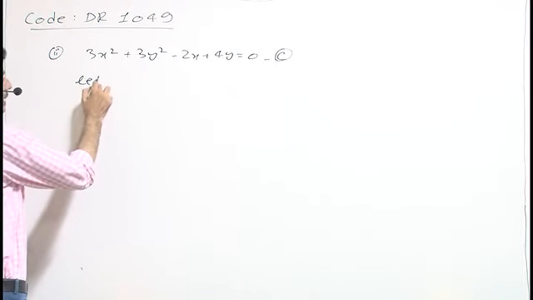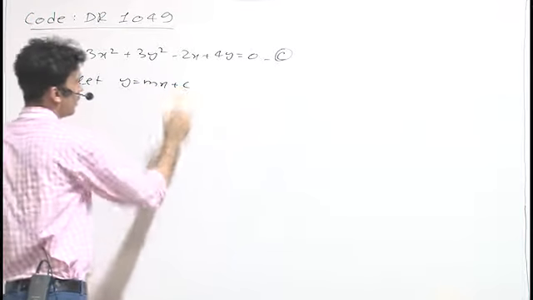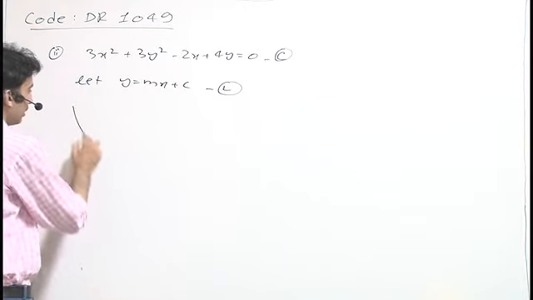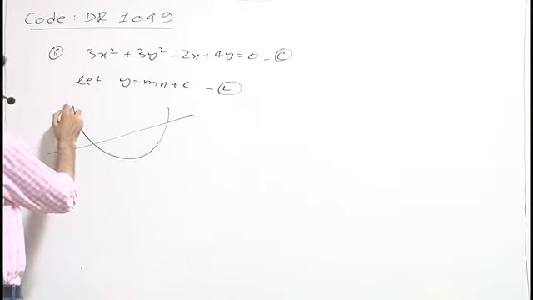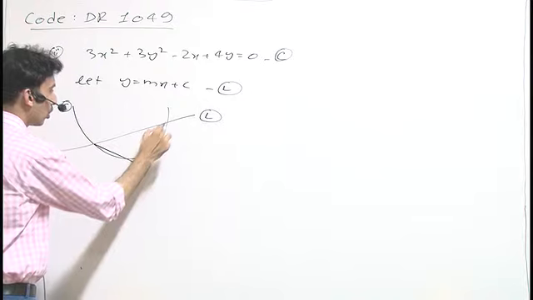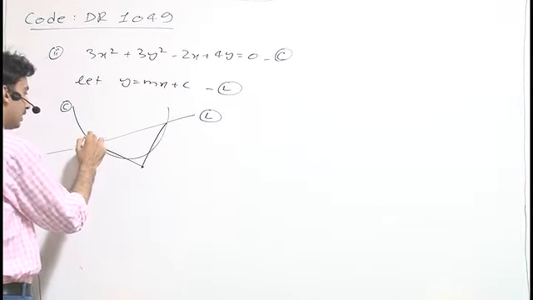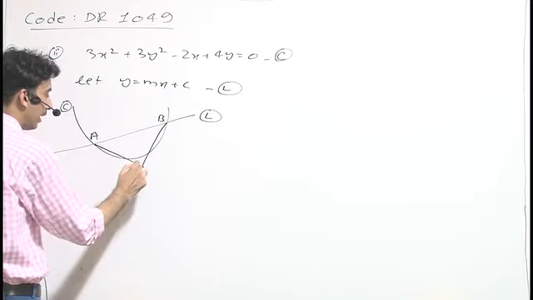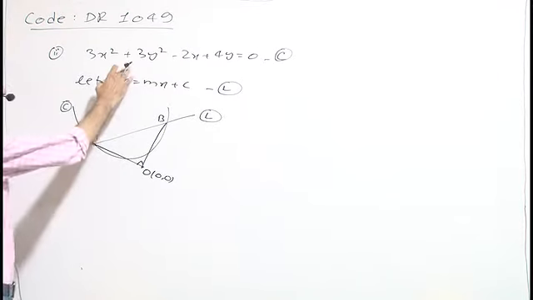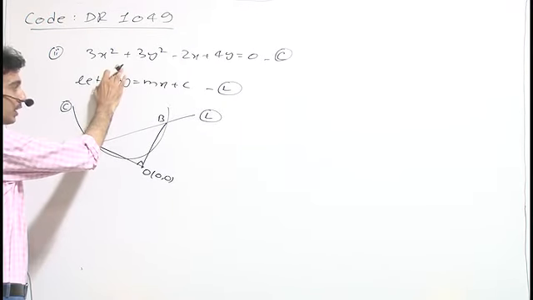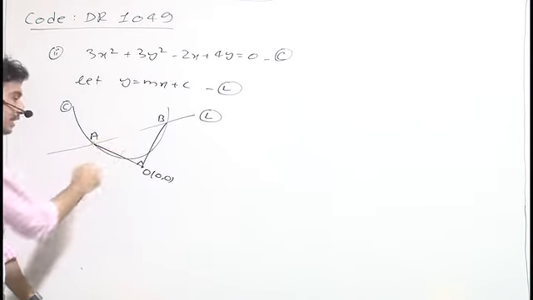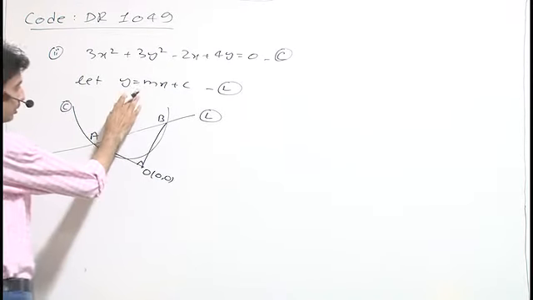So let y equals mx plus c be a chord of this curve. We draw a rough figure in which this represents curve C and this represents line L. If the chord subtends a right angle at the origin, then at point O we have an angle of pi by 2. Here we have assumed the chord of the given curve, and we have to show that all those chords which subtend a right angle at the origin are concurrent. So this is the assumed chord.